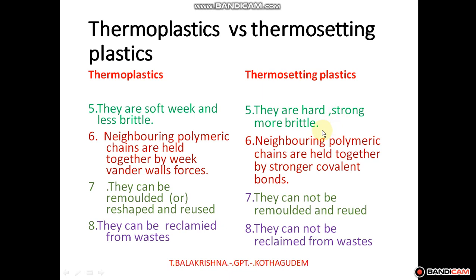Brittle means breakable. Next, in thermoplastics, neighboring polymeric chains are held together by weak van der Waals forces. One monomer is added to another monomer, and in this adding manner there are weak van der Waals forces. The attraction between the monomers is very weak. In thermosetting plastics, the neighboring polymer chains are held together by strong covalent bonds. The bond between the monomers or neighboring chains is very strong compared to thermoplastics.